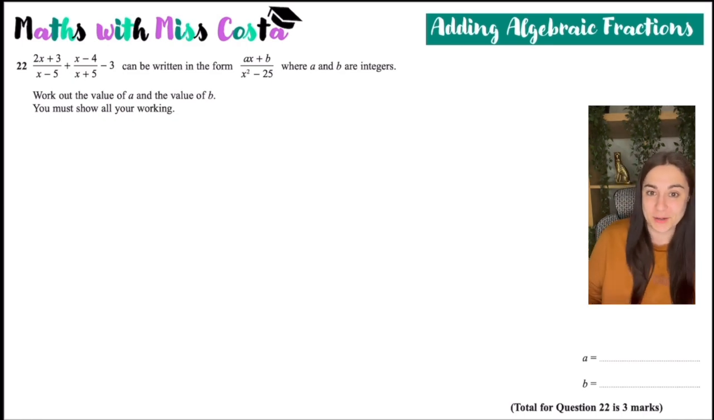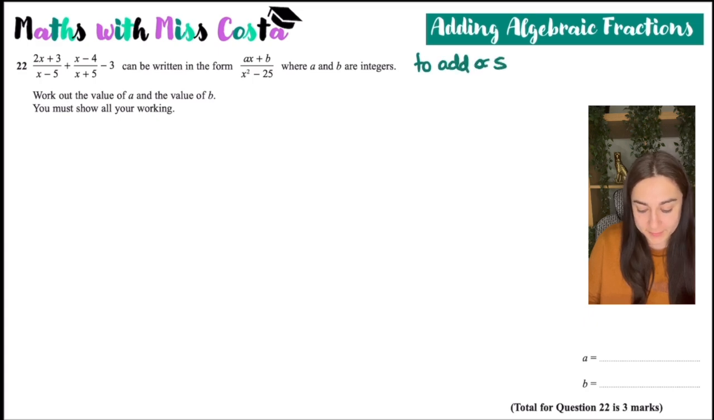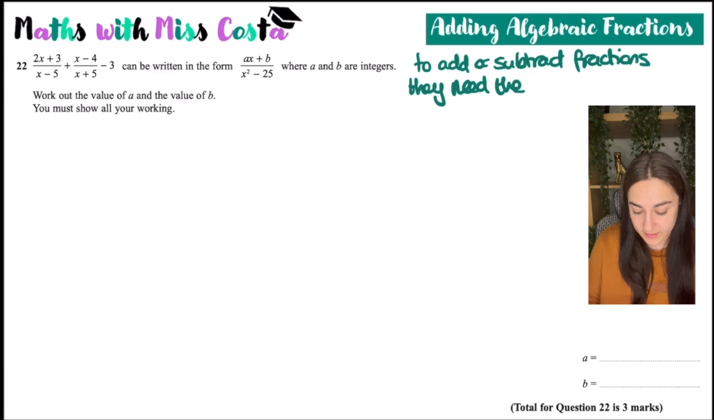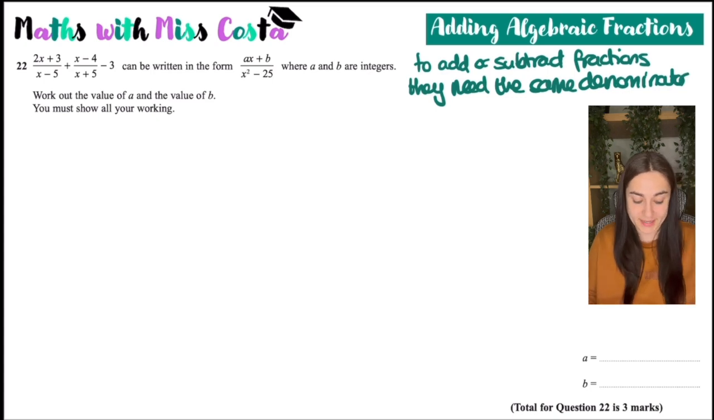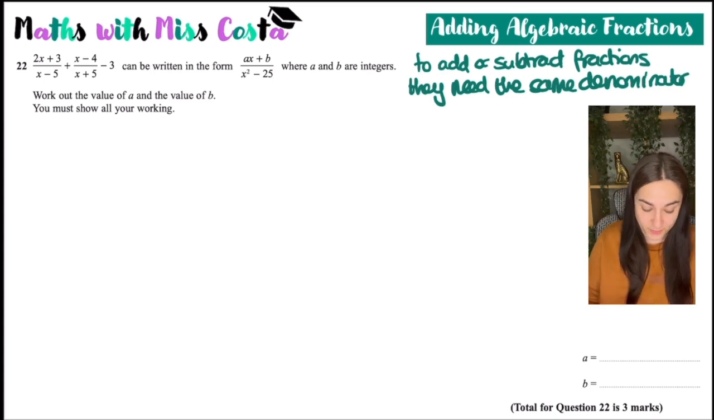Okay, so here I've got some nice algebraic fractions. Now what's the key with algebraic fractions? Remember, to add or subtract fractions, they need to have the same denominator. So the first thing that I want to do whenever I'm dealing with algebraic fractions is think to myself, okay, how can I make the denominator common? So let's just deal with this part first. We can deal with the negative 3 later.